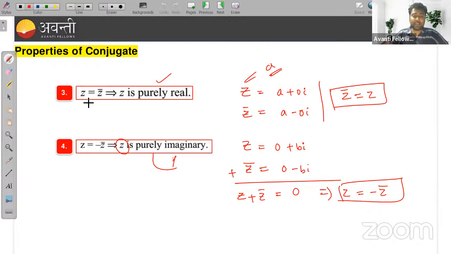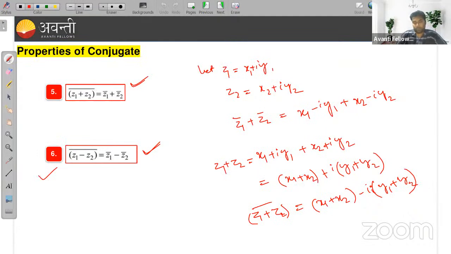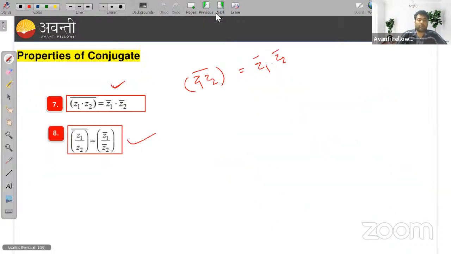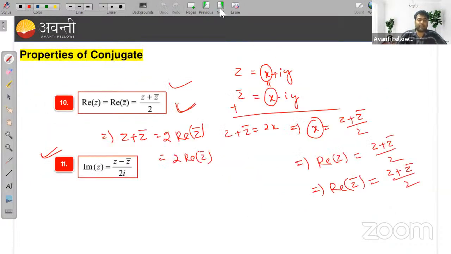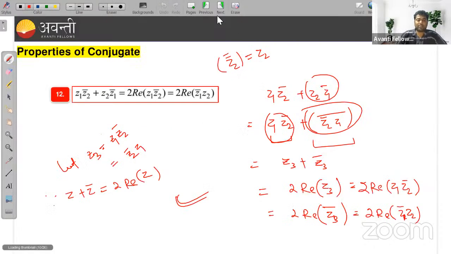Okay, so if Z is purely real, then we can say Z is equal to Z bar. And if Z is purely imaginary, we can say Z is equal to negative of conjugate of Z. Fifth, these things we have covered. Okay, 6, 7, 8, 9 is missing. Okay, let's see, 10. This is already we discussed, and the last one is this.